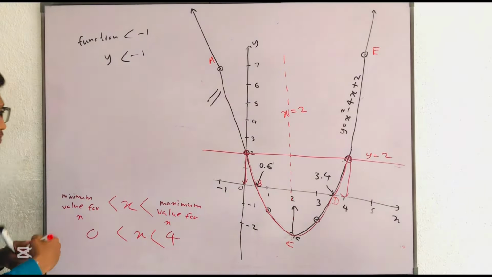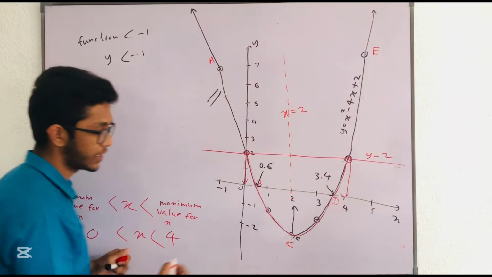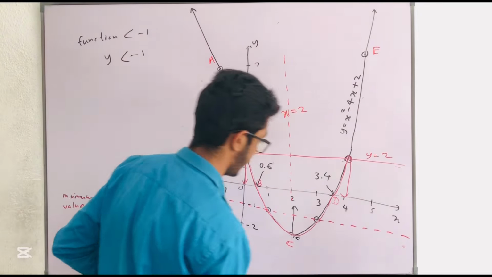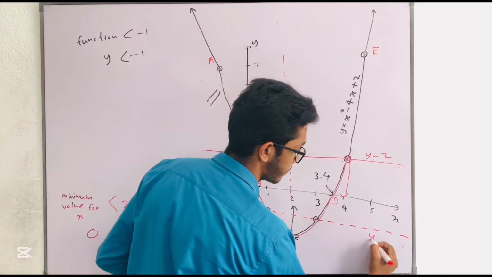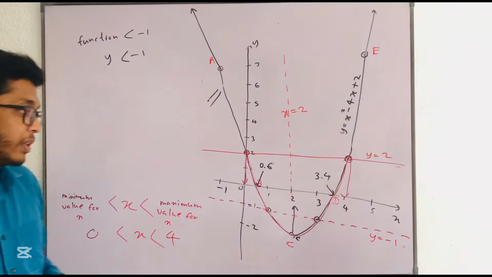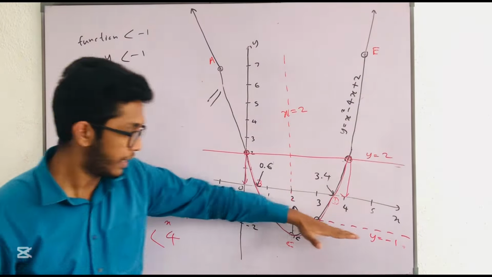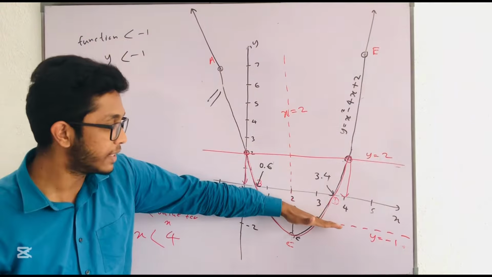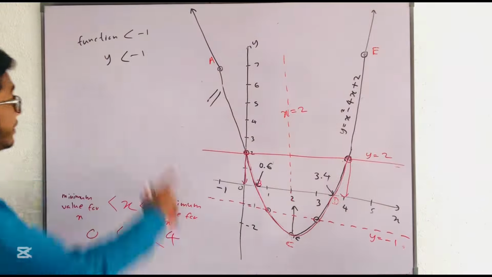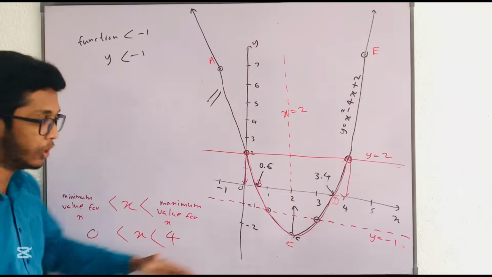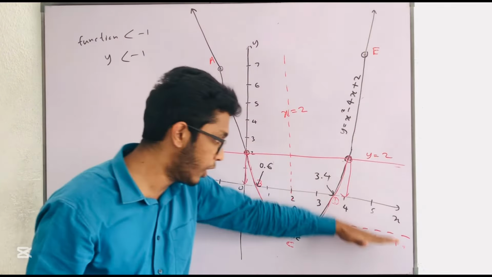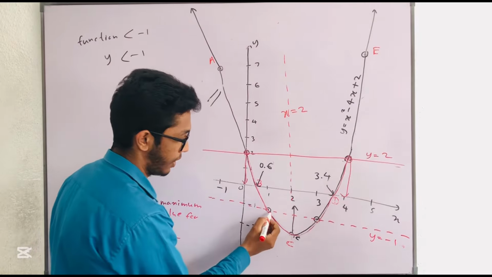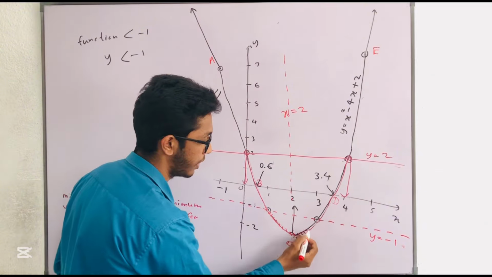So before that, I'll draw the line y equals minus 1. Here, this red colored dotted line represents the y equals minus 1 line. All the values less than minus 1 are in the part below this line. All the values greater than minus 1 are in the part above this line. So here we have to consider the less than part, that means the part below this line. In this lower part, we have the graph starting from here to here.